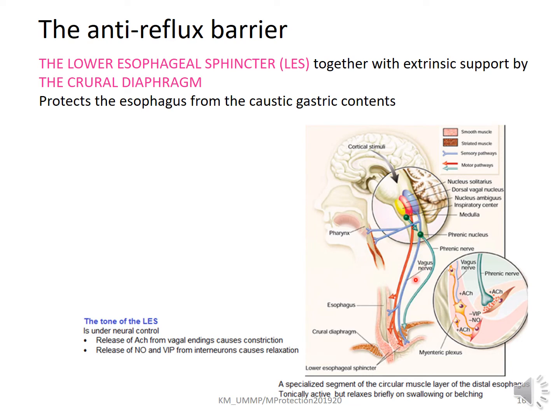The vagus acts on the intrinsic nervous system here. Remember, inside the wall of the GIT, we have the intrinsic nervous system. A lot of neurons are present in the intrinsic nervous system. If the vagal activity activates the interneuron that secretes acetylcholine, it causes constriction. If the vagal activity activates the interneuron that secretes VIP, vasoactive intestinal peptide, and nitric oxide, it can cause relaxation. Usually, this anti-reflux barrier is tonically active, but relaxes briefly on swallowing or belching.